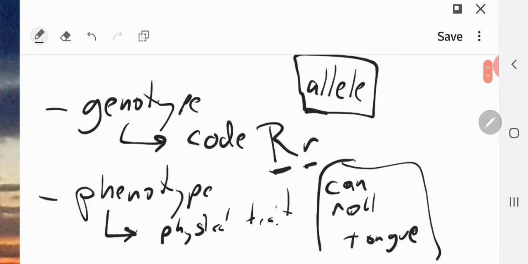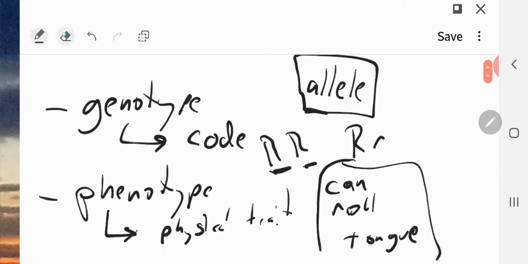And you can imagine, depending on the organization, you can have different genotypes for the same phenotype. So if we have big R, you can roll your tongue. If you have big R, little r, you can also roll your tongue. So two different genotypes give you the same phenotype. Do remember those organizations, the arrangements.